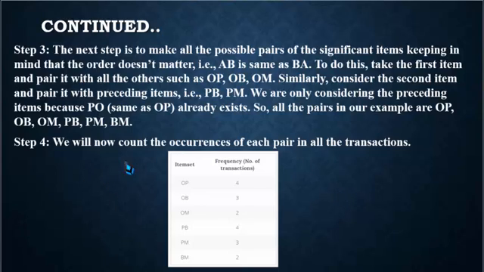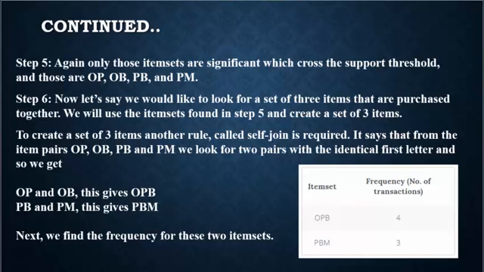For step 4, we will now count the occurrences of each pair in all transactions. Onion and potato 4 times, onion and beer 3 times, onion and milk 2 times, potato and beer 4 times, potato and milk 3 times, and beer and milk 2 times. Step 5, again, only those item sets are significant which cross the support threshold, and those are OP, OB, PB, and PM.